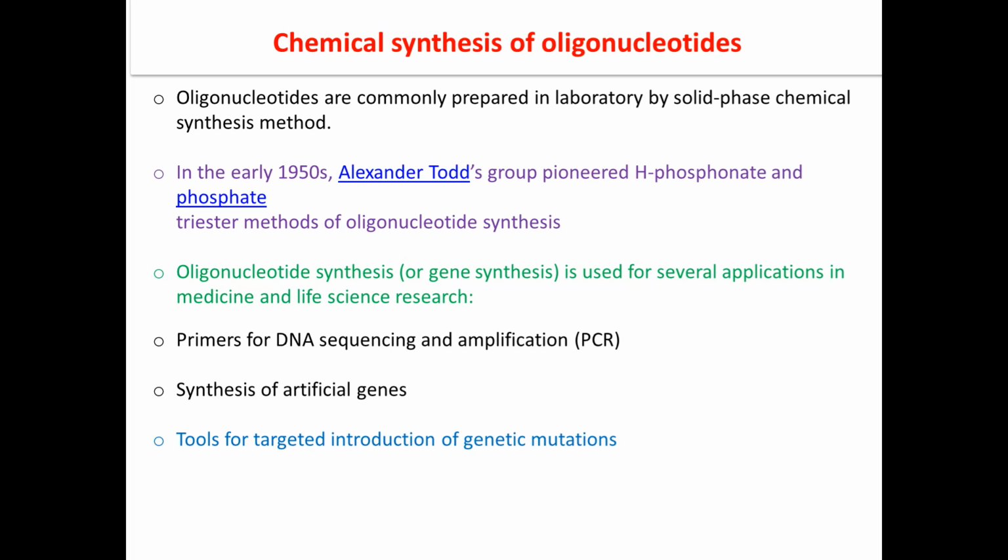It is used for primers in DNA sequencing and amplification like the polymerase chain reaction, which we also call PCR. It is also used for the synthesis of artificial genes, and as a tool for the targeted introduction of genetic mutations. Chemical synthesis of oligonucleotides is one of the most important topics, and you should all know how we can prepare a particular oligonucleotide chain.